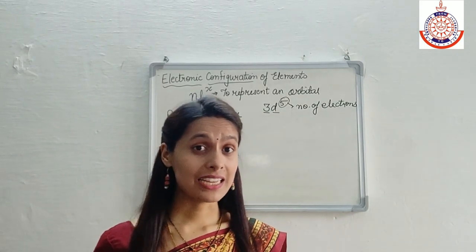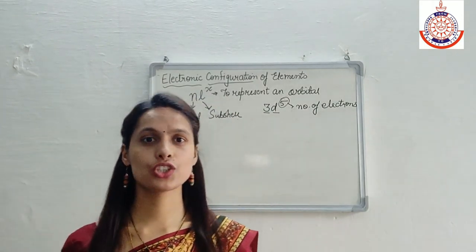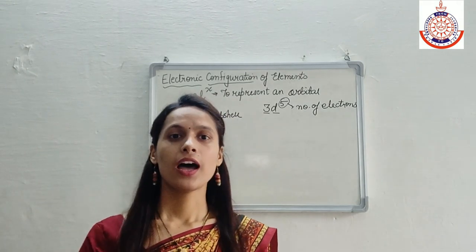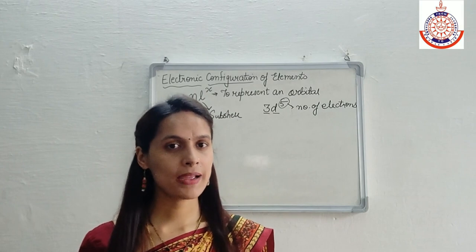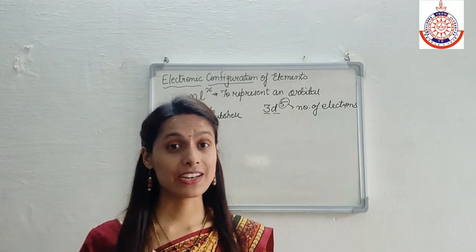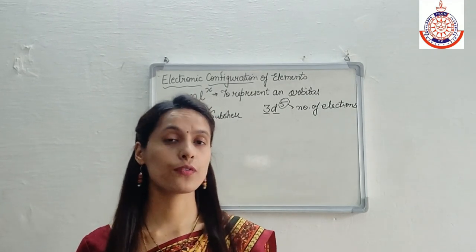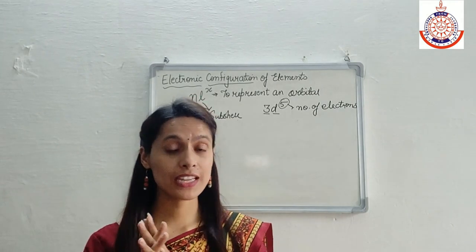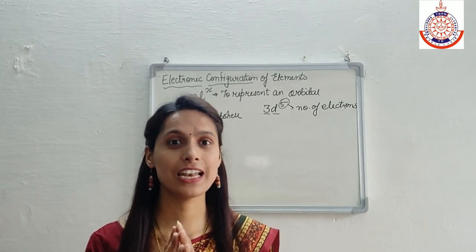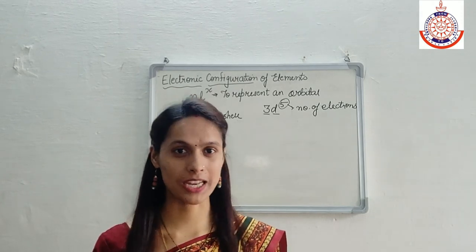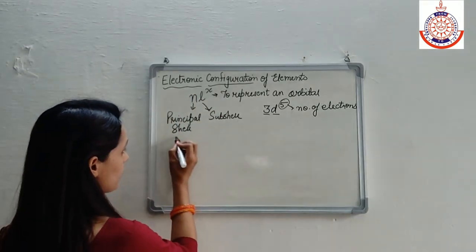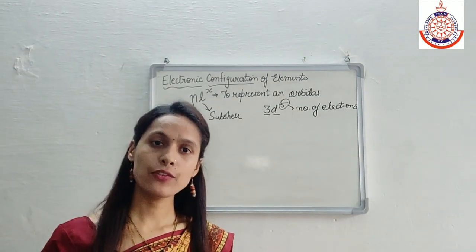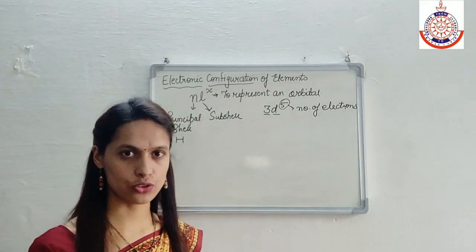Now we'll write the electronic configuration of the first 20 elements of the periodic table. So students, take out your pen, take out your notebook and write the electronic configuration of the first 20 elements along with me. And I feel happy if you write the electronic configuration before me. The first element in the periodic table is hydrogen. Now in hydrogen we have one electron.